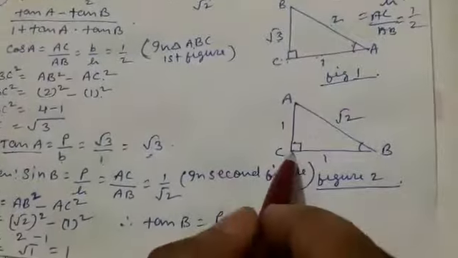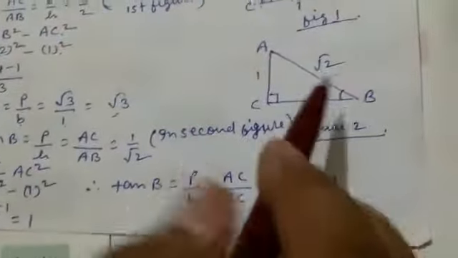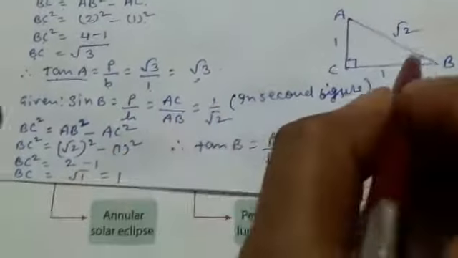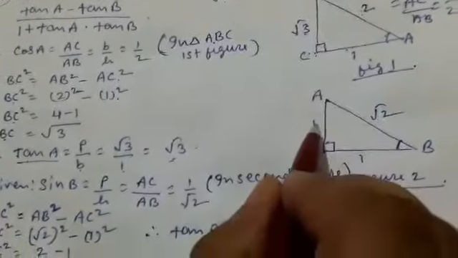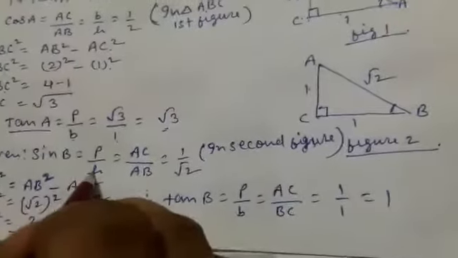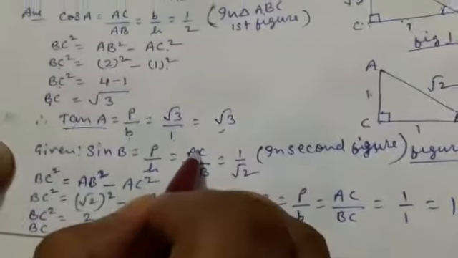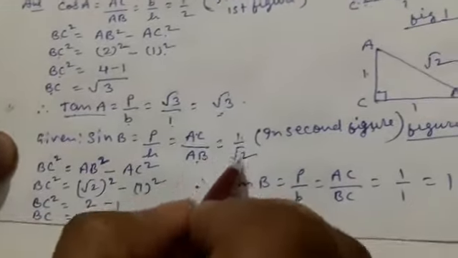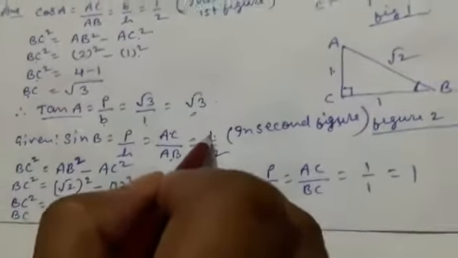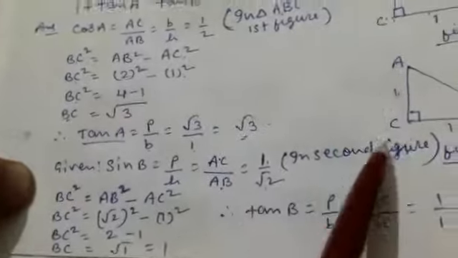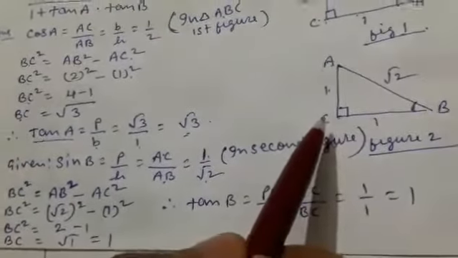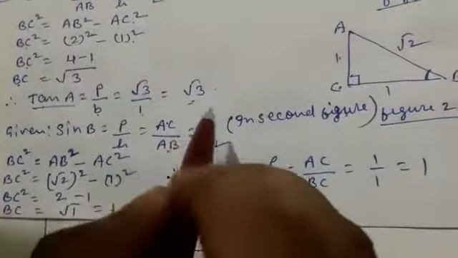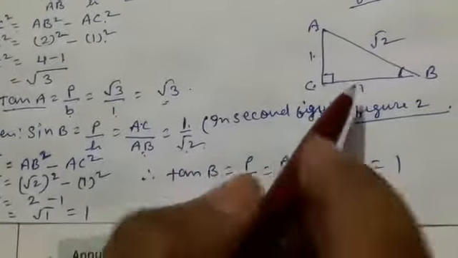Now in the second part, it is given sin B is equal to 1 by root 2. So here we will draw another triangle, triangle ABC, and it is given sin B is equal to, according to this angle, this will be perpendicular, P by H, that is equal to AC by AB, and the value is given, 1 by root 2. It means the value of AC is 1 and AB is equal to root 2.